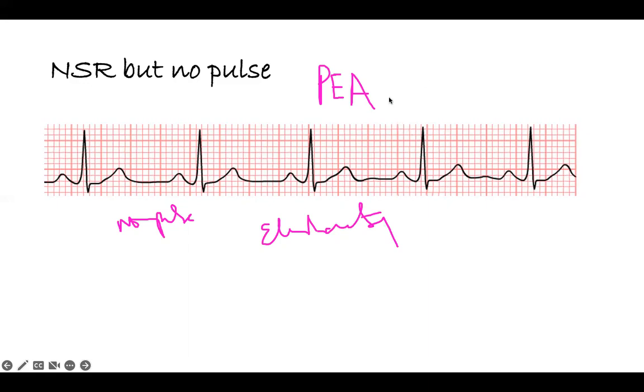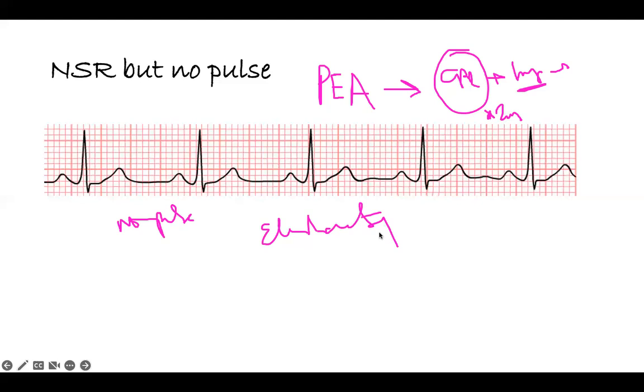So the treatment for this is the same as the asystole, CPR, then epinephrine, 1 milligram of epinephrine when it comes. The first thing you do is CPR, followed by medication, so epinephrine, so CPR for 2 minutes. So this is pulseless electrical activity.